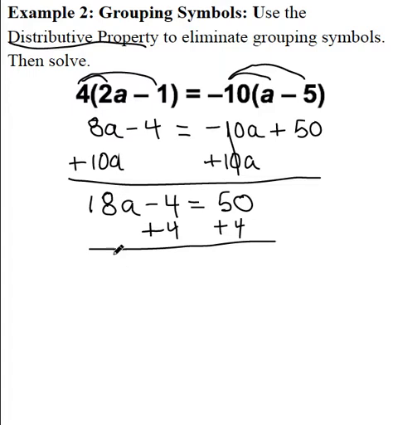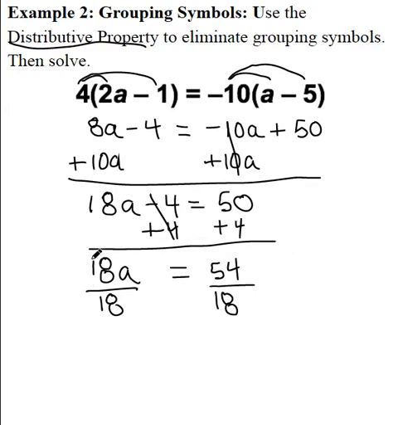Okay, so bring down 18a. That leaves me with 18a. This cancels to 0. 18a equals 54. Can you guess what we're going to do next? Well, we're going to divide both sides by 18. That will isolate or bring a by itself. Okay, well, this cancels to 1, or 1a, and 54 divided by 18 is 3.